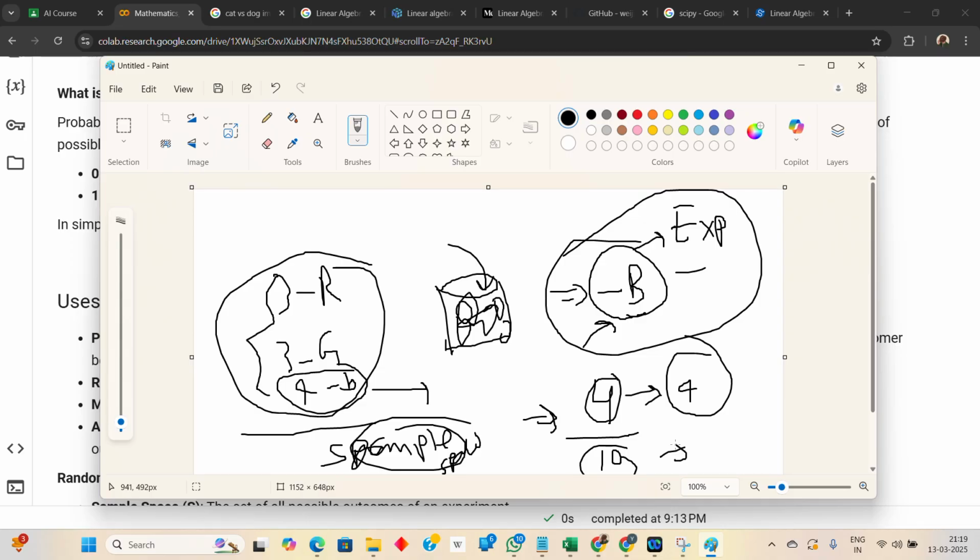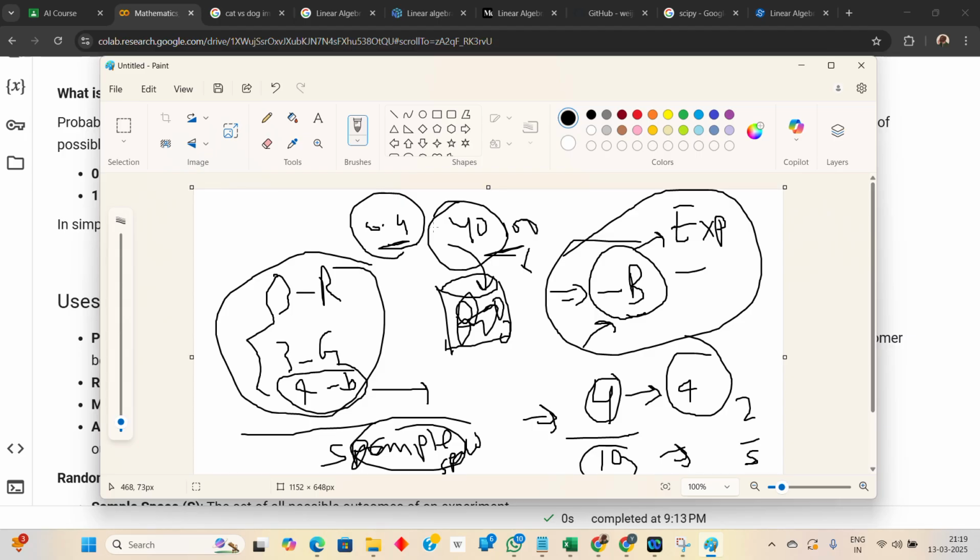Okay, then what is the value now? 4 by 10 means 2 by 5, right? 2 by 5. We can further complete the mathematics. It comes to 0.4, I guess. 0.4 means 40% chance. If you multiply by 100, you will get the percentage chance. Then 40% chance is there. The percentage chance is 40%.